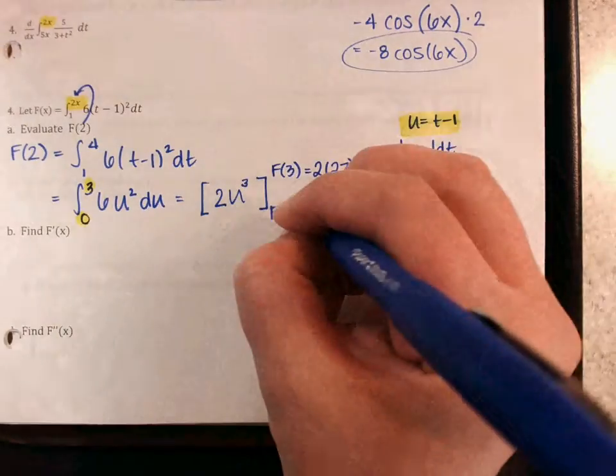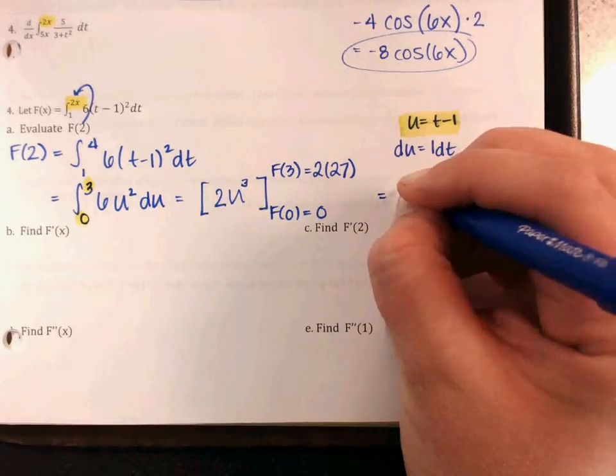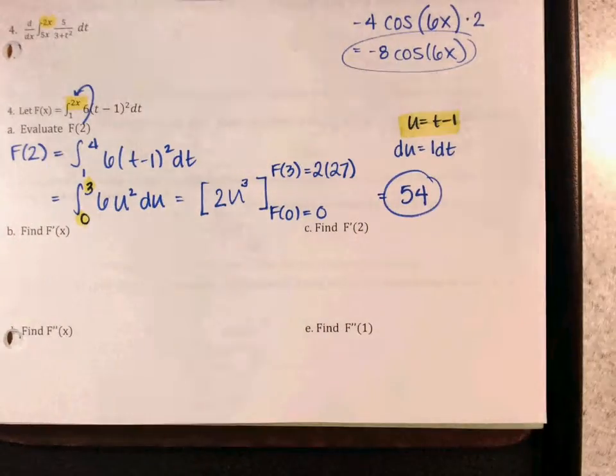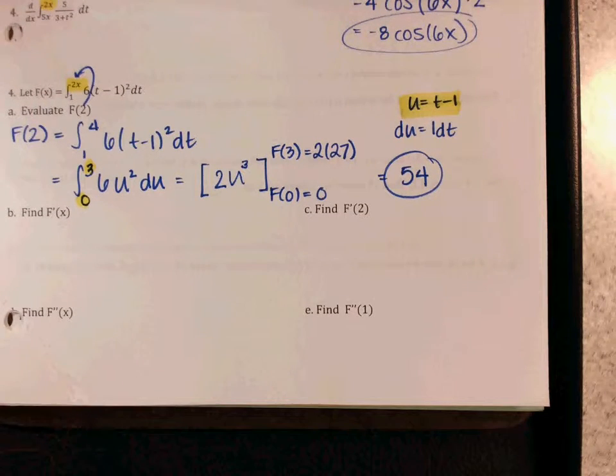And then F of 0 is just going to be 0. Then I subtract those, I get 54 minus 0, which is just 54. Okay, and we're going to try to start incorporating lots of different parts of questions just since our test is coming up. Okay, F prime.